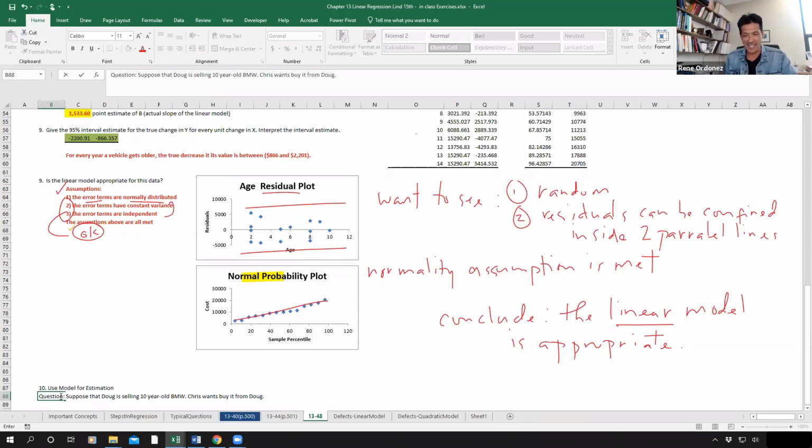The question is, using the model that we just developed, how much will Chris or Doug offer, or Chris will pay for the car?